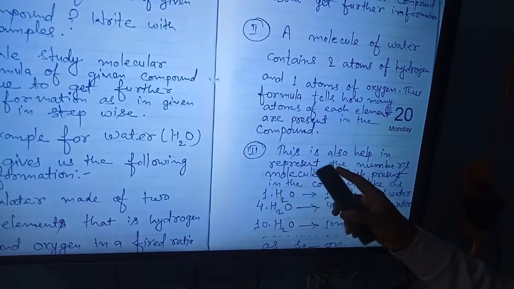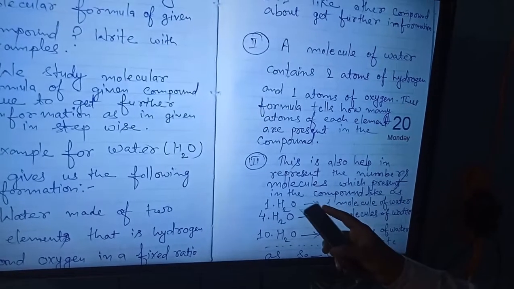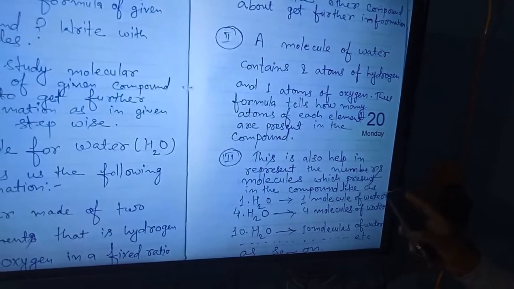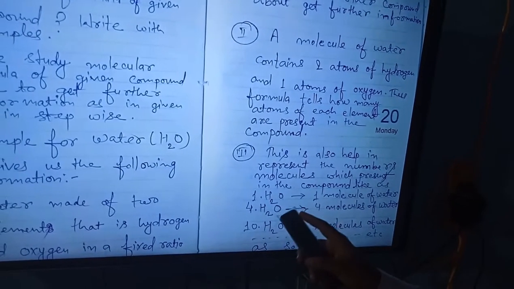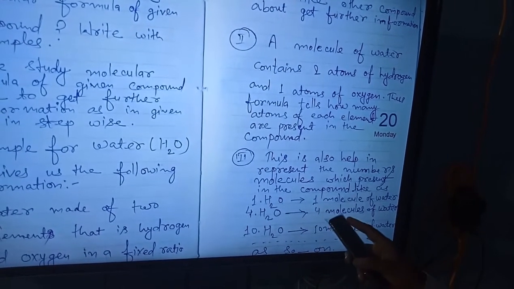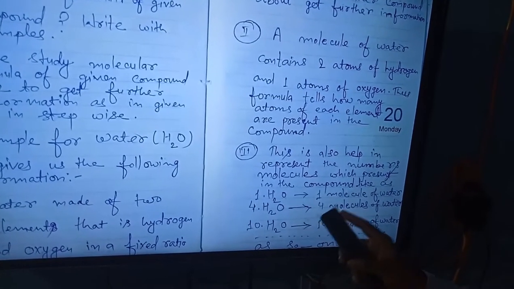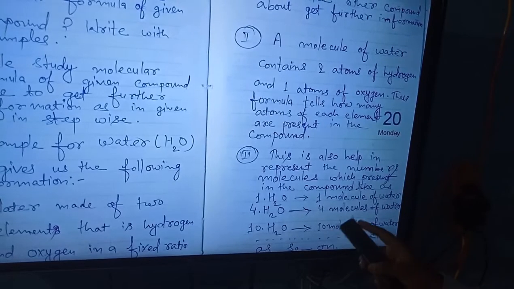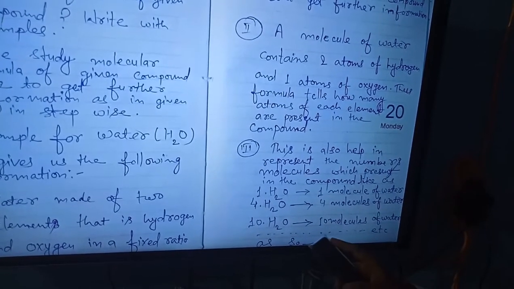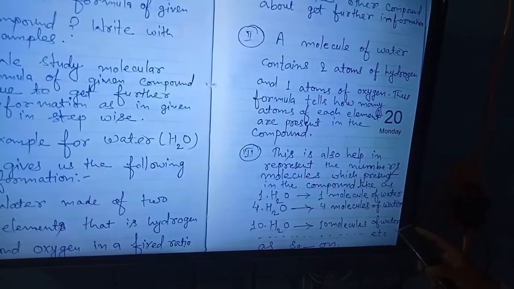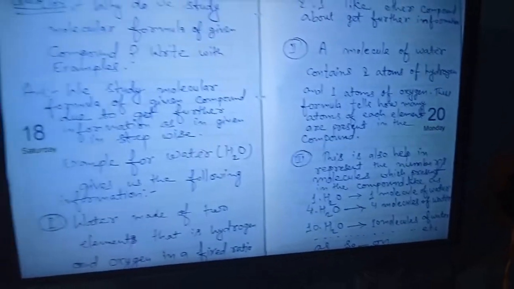Third, this also helps to represent the number of molecules present, such as: 1 H2O represents one molecule of water. 4 H2O represents 4 molecules of water. 10 H2O represents 10 molecules of water, and so on.